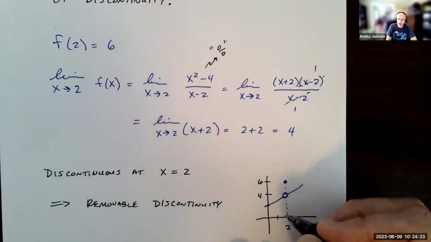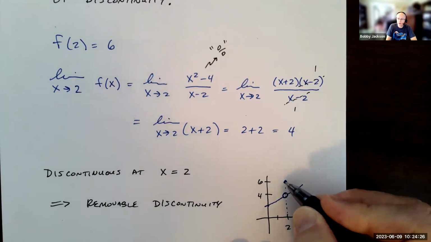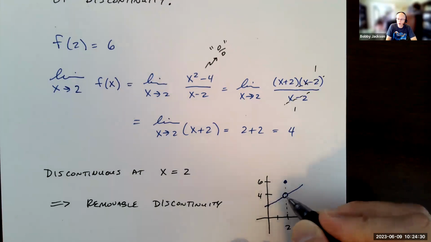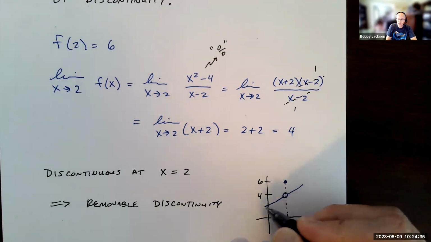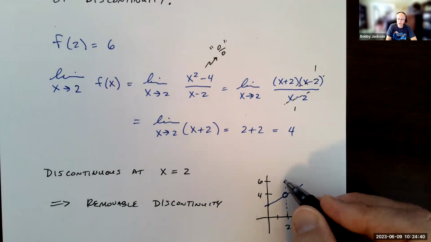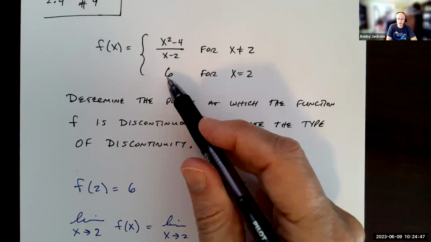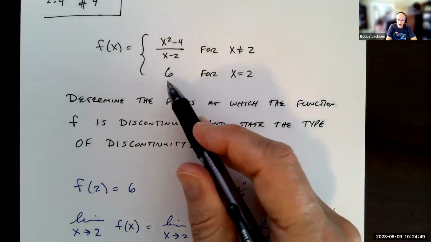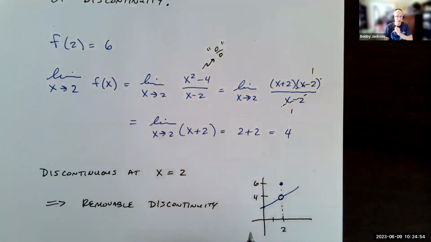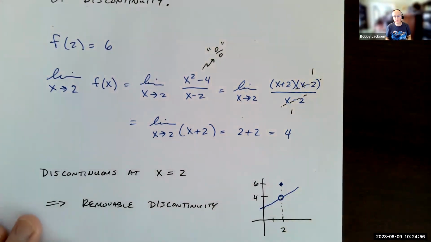In other words, the value of the function at 2 is 6, so there's that point. The limit, so we're approaching this hole, which has a y-coordinate of 4. So the value of the function, 6, is not equal to the limit. But this is a removable discontinuity when the limit exists, but the value of the function is something else. And I can fix this by redefining the function here from 6 to 4, right? In other words, if the output is 4 at x equals 2, that would fill in this hole, and the function would be continuous for all real numbers.